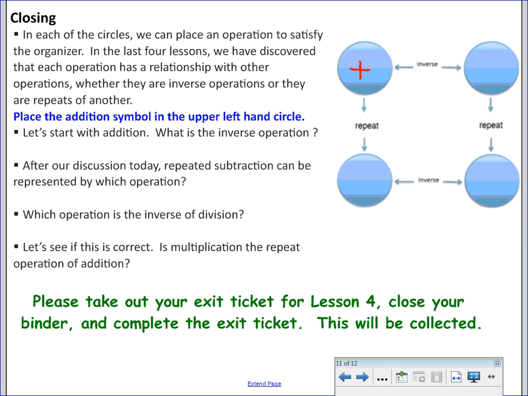What is the inverse of addition? Multiplication. That's related, but it's not the inverse. Remember, inverse means opposite. Subtraction. The inverse operation is subtraction. So let's put in the subtraction symbol.